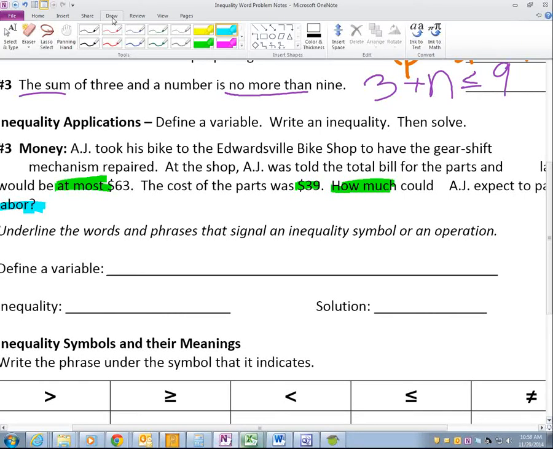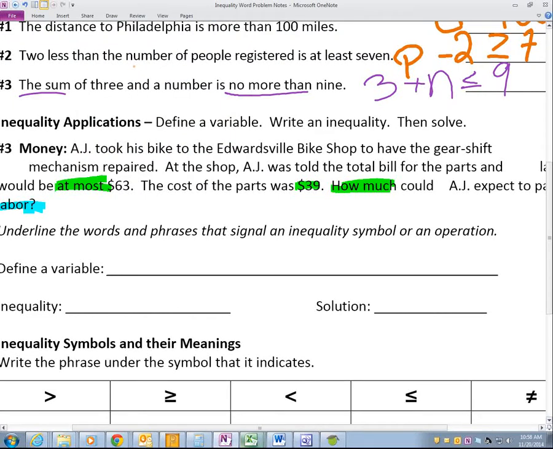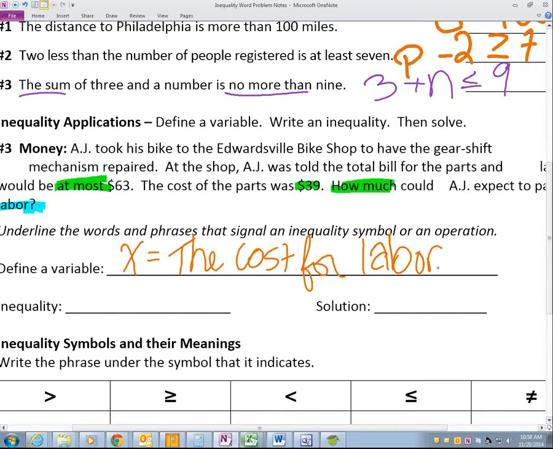So I'm going to go ahead and push pause on identifying stuff. Define the variable. We'll call it x equals the cost for labor. X equals the cost for labor. We don't know how much it's going to cost. We need to figure it out.